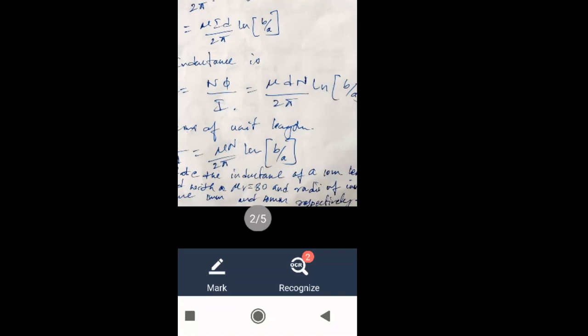Once you know the formula, it is direct substitution. Did all of you hear the problem? I'll repeat the problem once again. Calculate the inductance of a 10-meter length of a coaxial cable filled with a material for which μr is equal to 80, and the radii of the inner and outer conductors are 1 mm and 4 mm respectively.